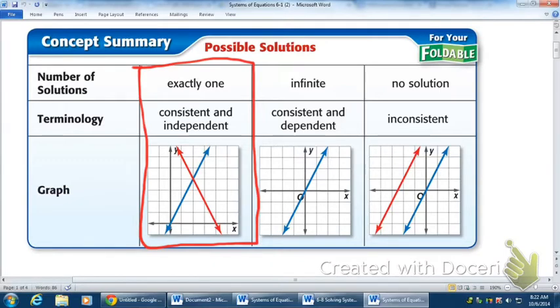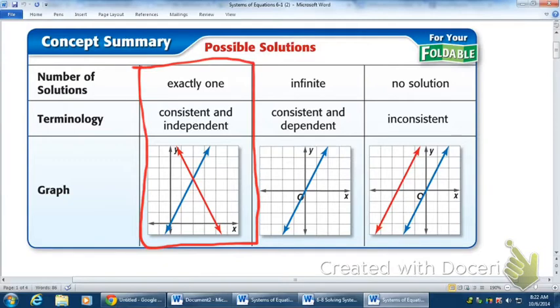Now the terminology: consistent and independent. I don't really know a quick, easy way to remember that. First of all, they're consistent because we have an equation that is... Why is it consistent and independent? Well, I always remember independent this way: if they're independent, they intersect. They cross at one point.